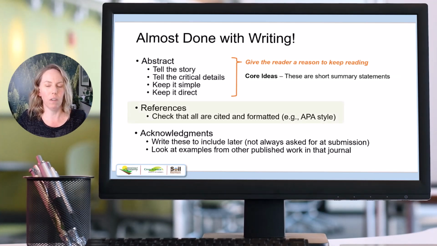Then check your references for completeness, accuracy, and format. A sloppy reference list does not give the best impression. The acknowledgement section could be needed at submission and maybe not. So take some notes and save them in another document that you can find later. You can look at how other papers have done this for some examples.